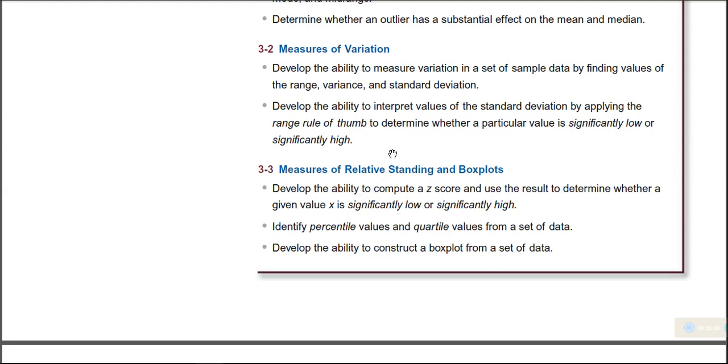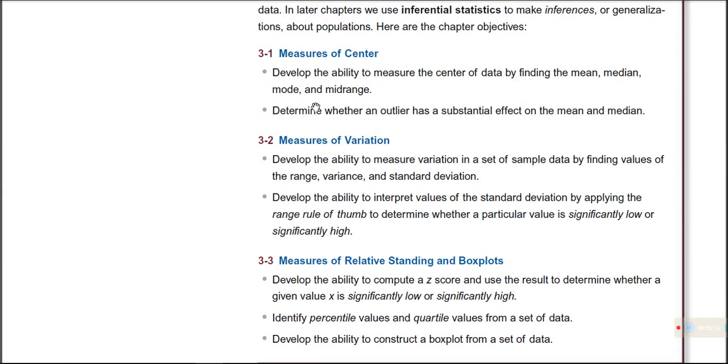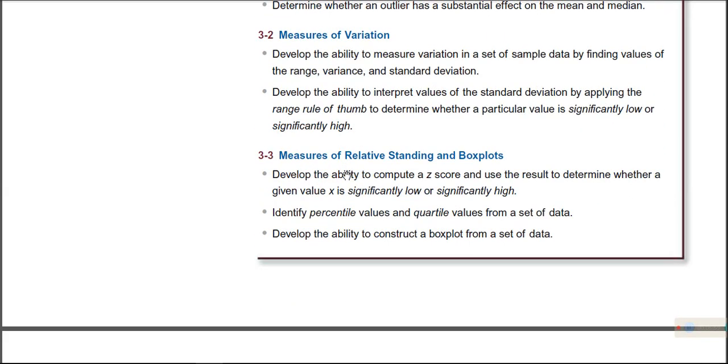And finally, we have measures of relative standing and box plots. I didn't make a video on this before because the focus in our statistics class was only on measures of center and variation, not standing or location. So, develop the ability to compute a z-score and use the result to determine whether a given value x is significantly low or significantly high. I am not sure if standard scores were presented to you when we had GE 114, because my memory of our GE 114 class is a bit blurry.